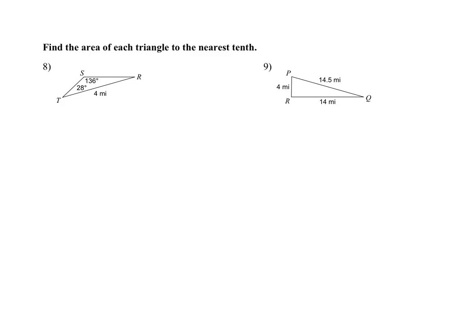So what I'm going to do is find a missing side here. I'm going to find this missing side x. And since we have angle side, this is law of sines. And this angle right here, if you add these two angles and subtract that from 180, we get 16 degrees. So this angle right here is 16 degrees. So I'm going to use that angle because it's across from this side I'm trying to find.